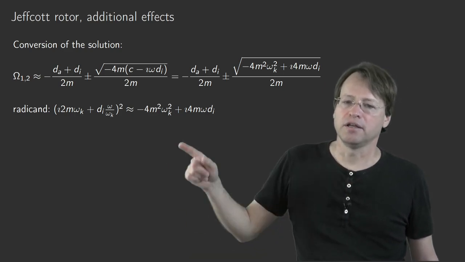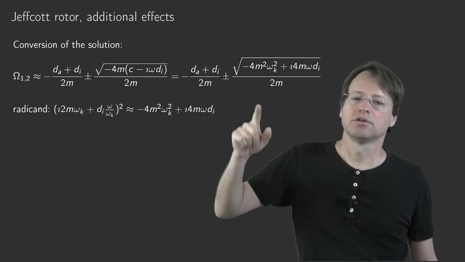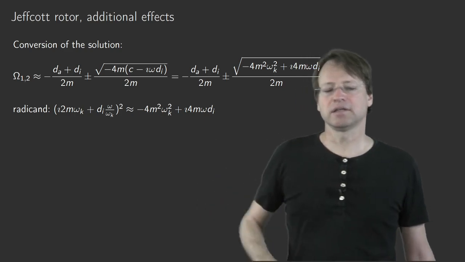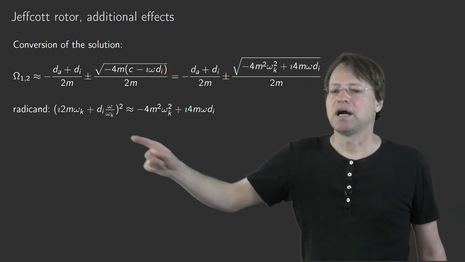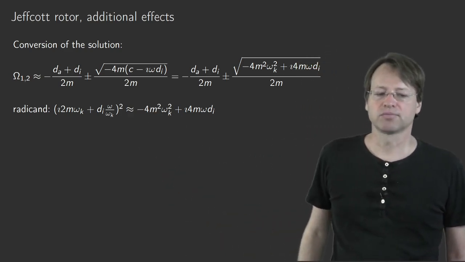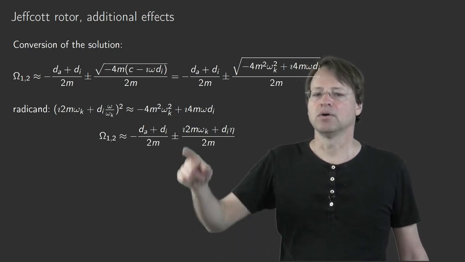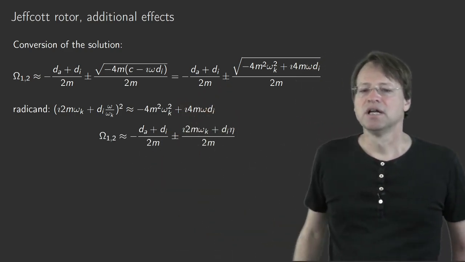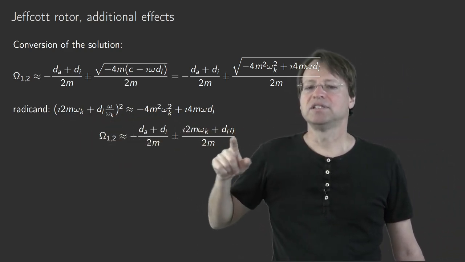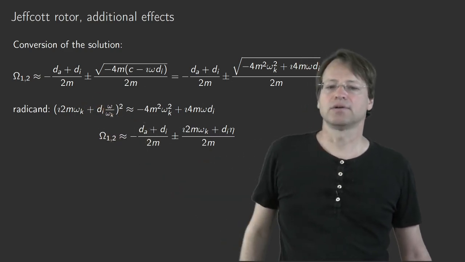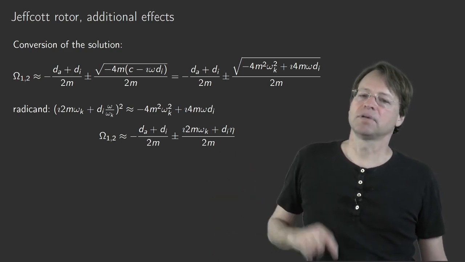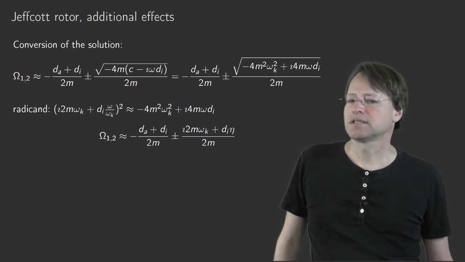And if you now compare this expression to the radicand, then you see it's the same. So I can replace the radicand, at least approximately, of course, by this expression here. And this allows me, of course, to easily take the root of that expression so that omega 1 and omega 2 are now minus dA plus dI divided by 2m plus or minus i 2m omega k plus dI eta, the ratio of omega divided by omega k, so the frequency ratio, divided by 2m. Now let's study these eigenvalues.